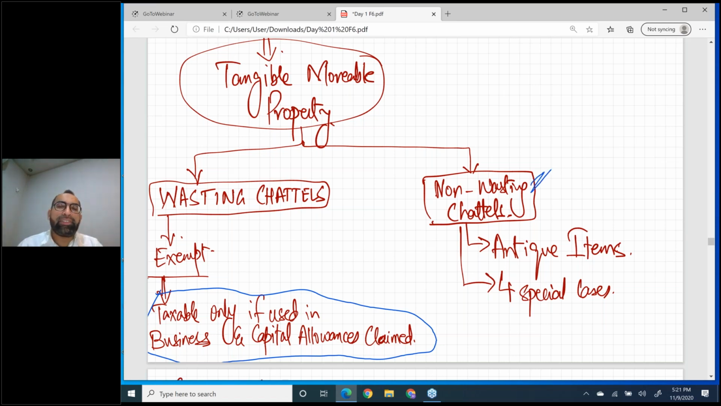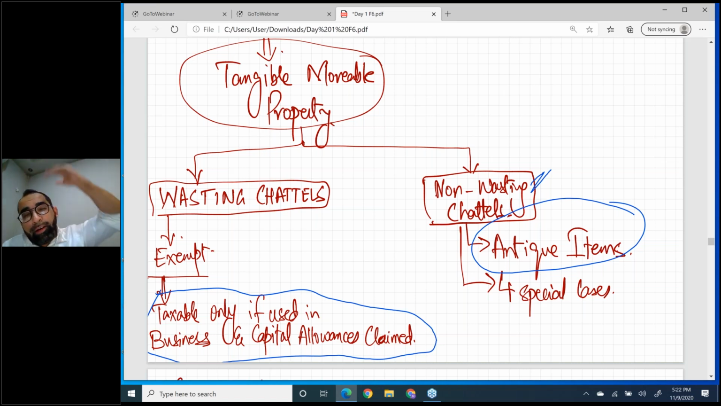Now, the second type of chattels are called non-wasting chattels. Obviously, non-wasting chattel means expected life more than 50 years. So normally they are antique items. Some students ask, sir, can you give some example for antique items? Yes, I always say, go to your home and ask your mom. She must have some jewelry of grandma, so that's easily more than 50 years. Okay, so for non-wasting chattels, antique items are there, and there are four special cases for non-wasting chattels.